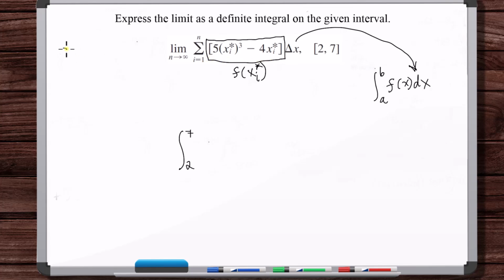The function, we just read it off here. It's 5x cubed minus 4x. That's the function, so 5x cubed minus 4x dx. And we can write it this way because we have the limit as n goes to infinity, so that's why these two are equal. This here is equal to this. If the limit as n approaches infinity wasn't there, then it wouldn't be equal; this would be a Riemann sum. But since you're taking the limit as n goes to infinity, these two are equal.